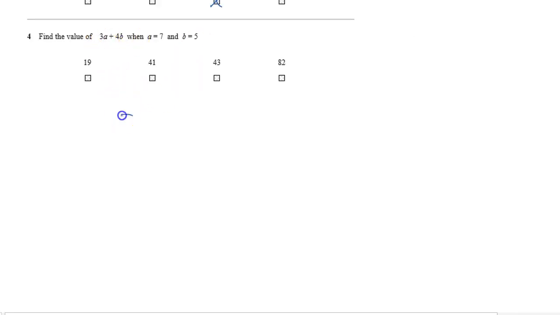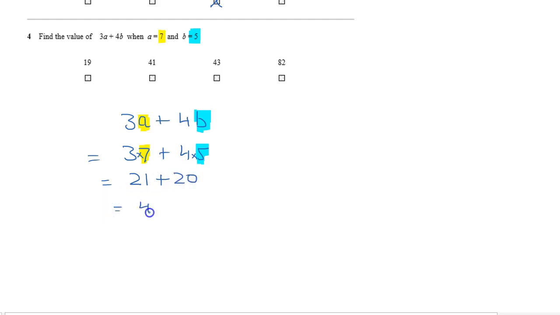Question number 4 is 3a plus 4b. Now, what is the value of a? A is 7, so you will write 7 here. Plus 4, this is b, and b is 5. Now the thing is, 3a means 3 multiplied by a, it is not 37, so you will multiply these numbers. So 7 multiplied by 3 is 21, plus 4 multiplied by 5 is 20. So that will be 41.